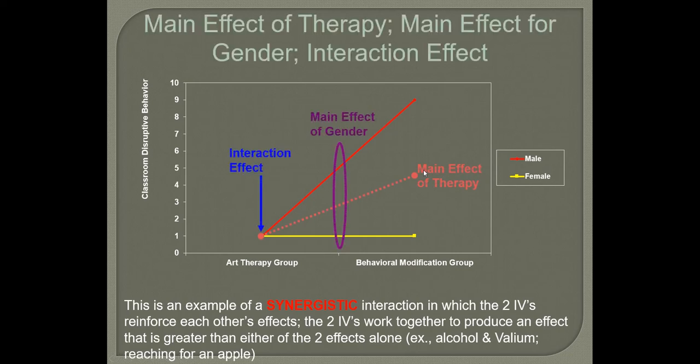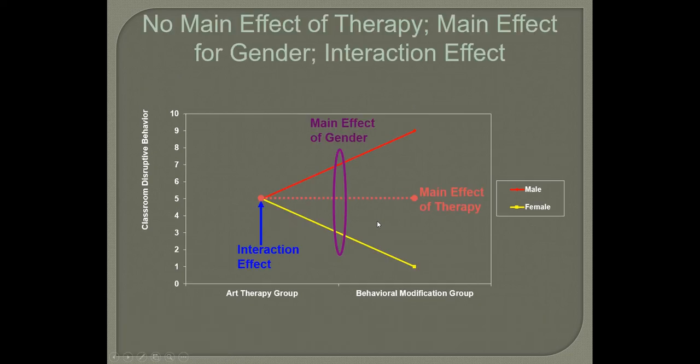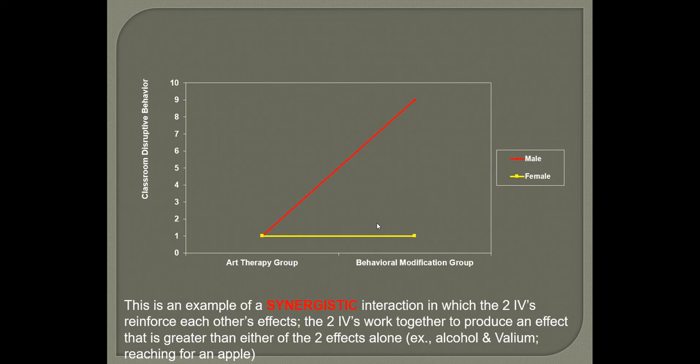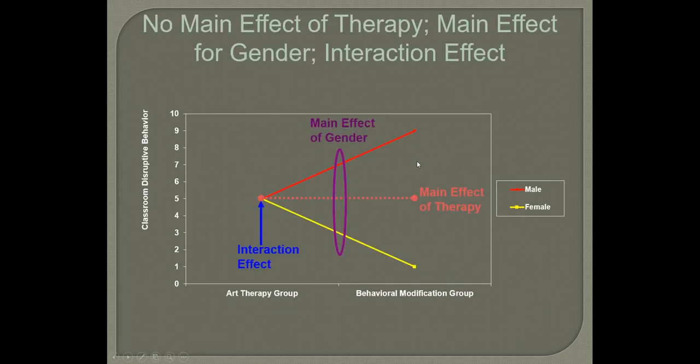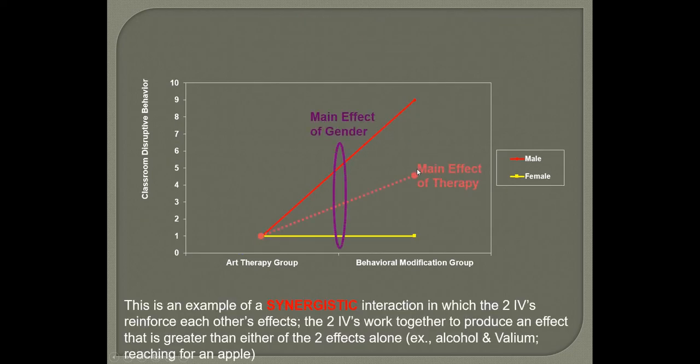And here we have a main effect of therapy and a main effect for gender and an interaction effect. So we see that there's a difference between the art therapy and the behavior mod group, and there's also an interaction. Is that the same as the previous slide? Well, the previous slide had no main effect for therapy because they equaled out. Where this one, it doesn't quite equal out because the average for the behavior modification group would actually be higher.